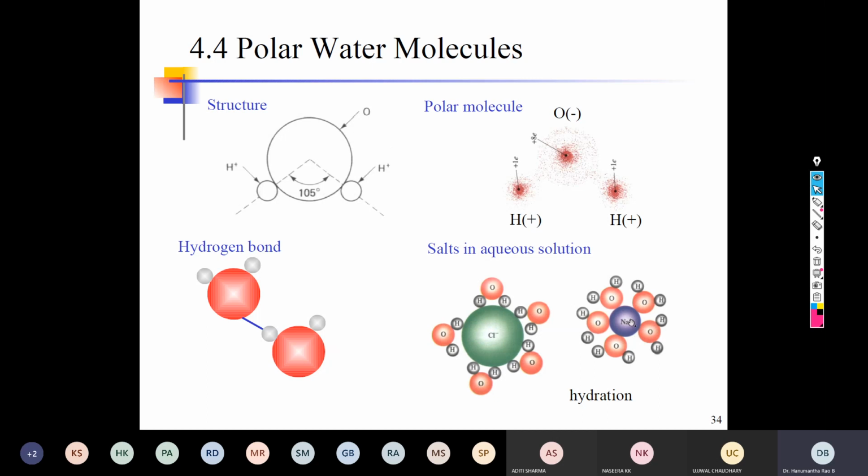So because of the dissociation, when you add the salt to the water, there is a small change in the color of the solution, and this phenomenon is called hydration. That means attaching to the water molecules.